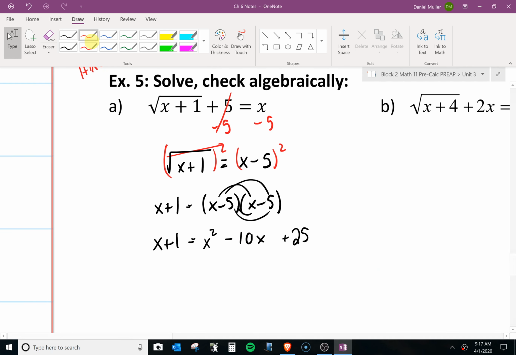And like I said last time, if ever you get a square root and an x squared function, chances are you're going to need to bring everything over to one side. So we're going to minus the x and minus the 1, minus the x and minus the 1. Those are gone, making it a 0. So we have an x squared, and then we have a negative 10x minus x, which is a negative 11x, and 25 minus 1, which is 24.